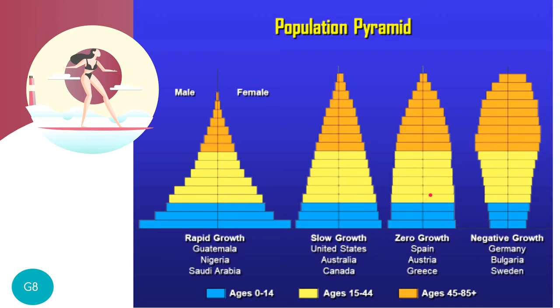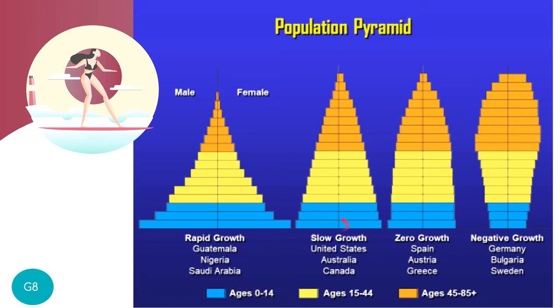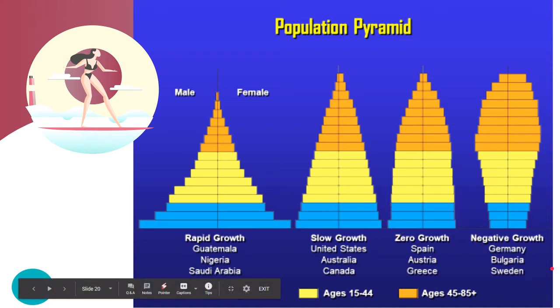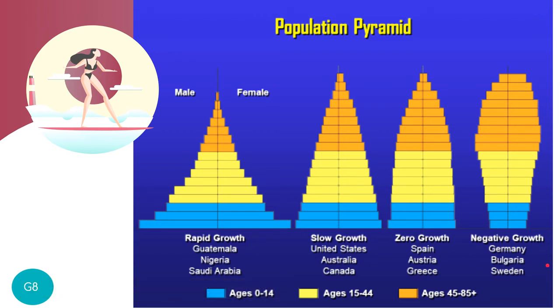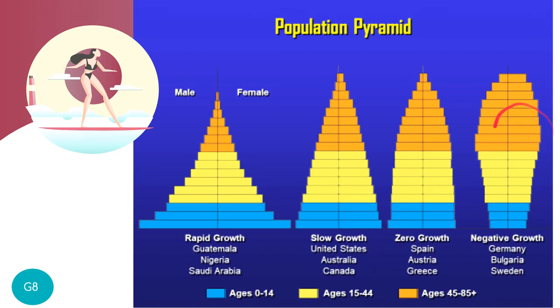So countries like Spain, Austria, and Greece, they have limitation. They just have a limited number of children. So these are the number of adults, they just have this number of children. So they just have two, okay? So compared to slow growth, zero growth, as you can see, there's no increase in the number of children. While countries such as Germany, Bulgaria, and Sweden, they have a negative growth. There are more adults and more older people than there are children. Okay, I think countries like Japan also have this problem. They have more older people than adults and then than children.